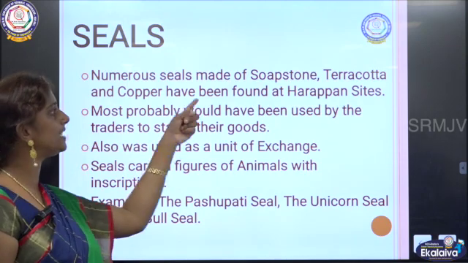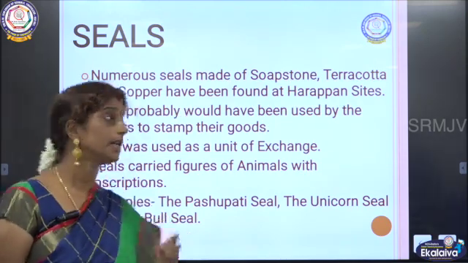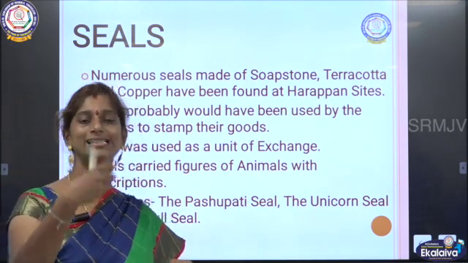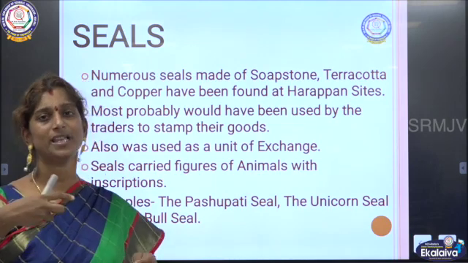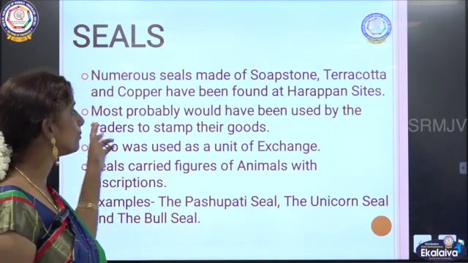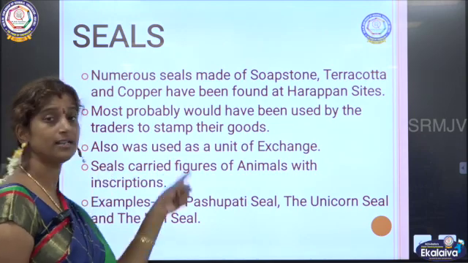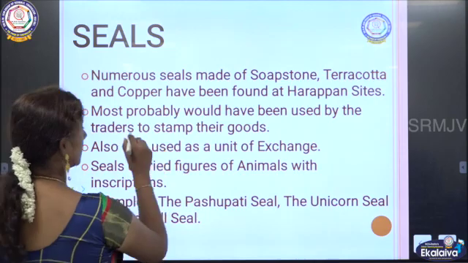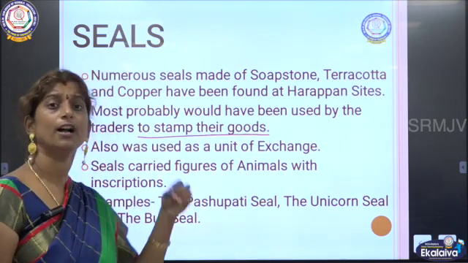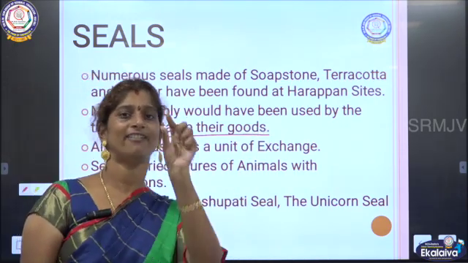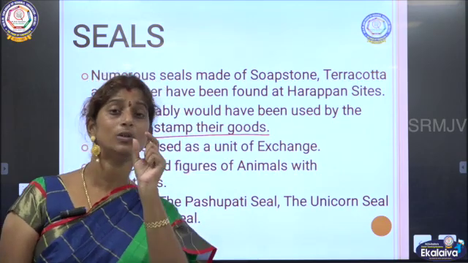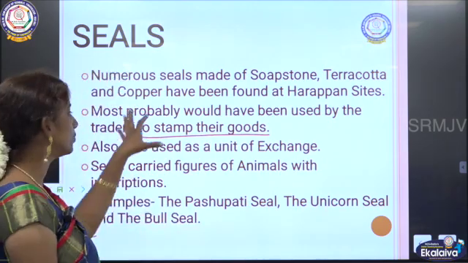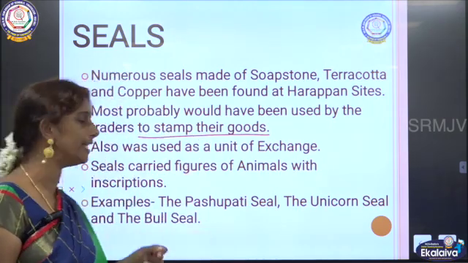Numerous seals were made of soapstone, terracotta and copper, right. All these were used for making seals and they have been found from these Harappan sites. Most probably they would have been used by the traders to stamp their goods. Here you can see the stamping process started, which means for a good sent by me, I will have my own stamp, my own seal. I will stamp it on my good and then I will send it. Okay, so this was the practice then.